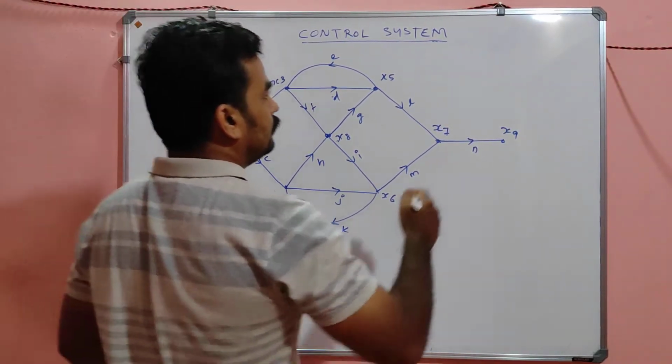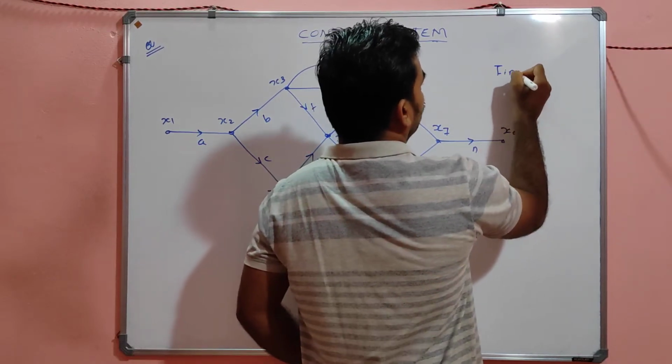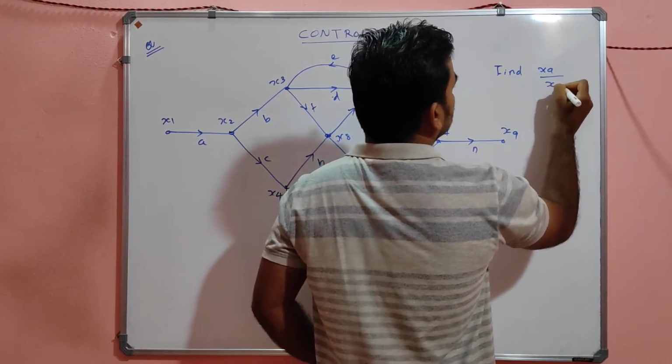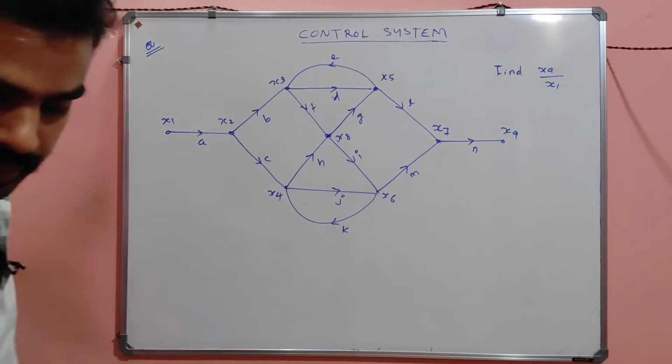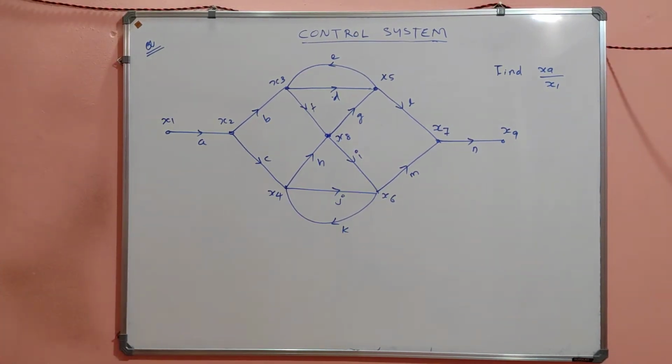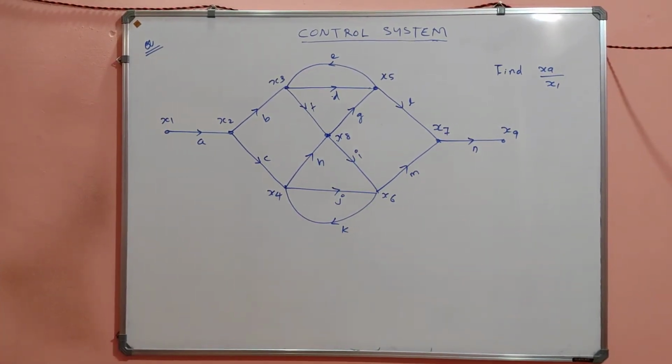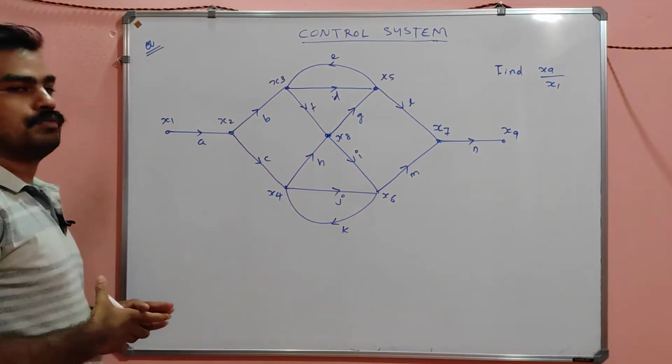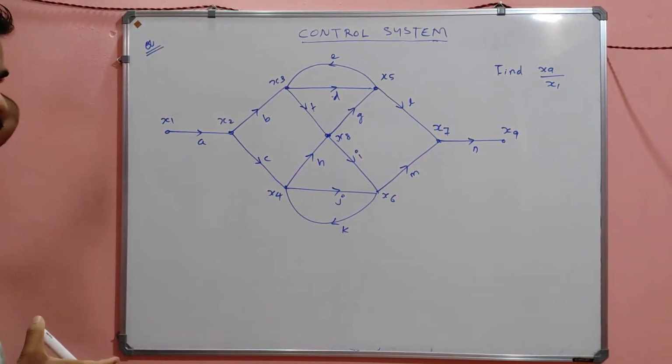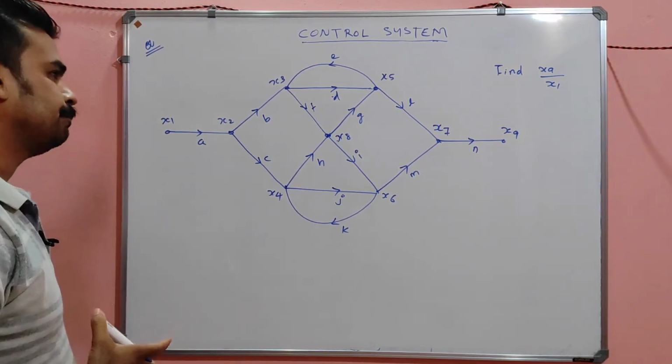Question is: find x9 by x1. You have to find the value of what? x9 by x1. That is the output by input you have to find.